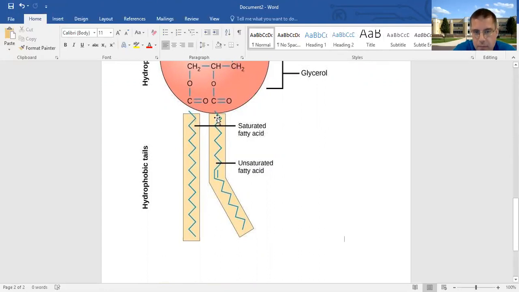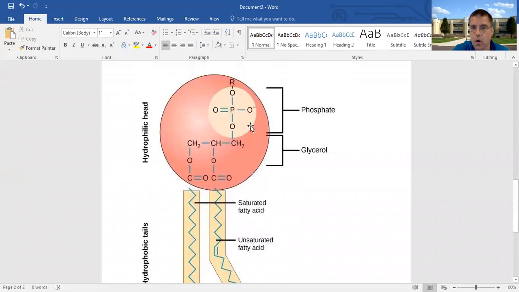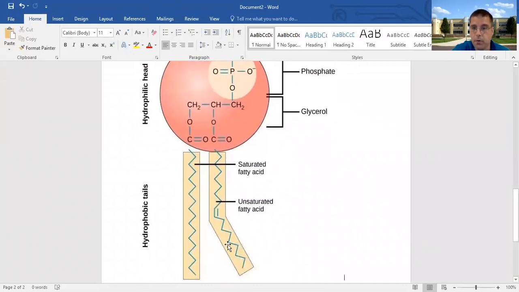Right here, same thing. Carbon, carbon, carbon, carbon, carbon. Wait a minute, double bond. Well, I showed that right there. And that's what causes the bend in the tail. And I don't need you stressing over why it's bent. Just chill. Saturated means fulfilled octet rule, all single bonds. Unsaturated means there's a double bond at certain places. So this is the hydrophobic tail. This is the hydrophilic head. Why? There's a charged polar group up here and a nonpolar region down here.